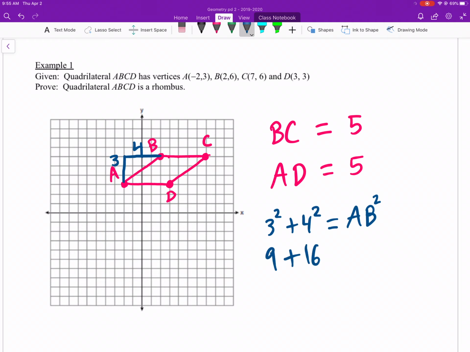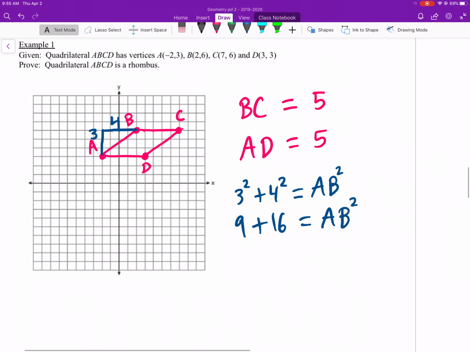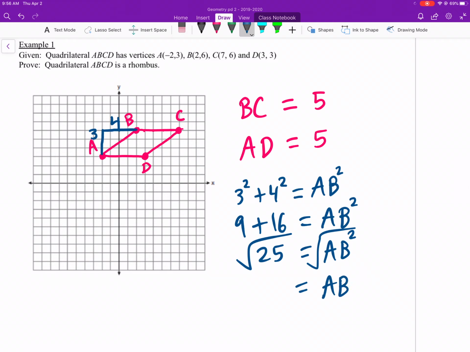Okay, so we'll start simplifying. You might be noticing it's a Pythagorean triple. If you want to, you could just say your answer and then say that it's a 3, 4, 5 Pythagorean triple. Okay, but following through with actually showing the work, we would get AB squared is equal to 25, square root both sides, and we get AB is equal to, is radical 25 equal to 5? Yes, it is. That's good.